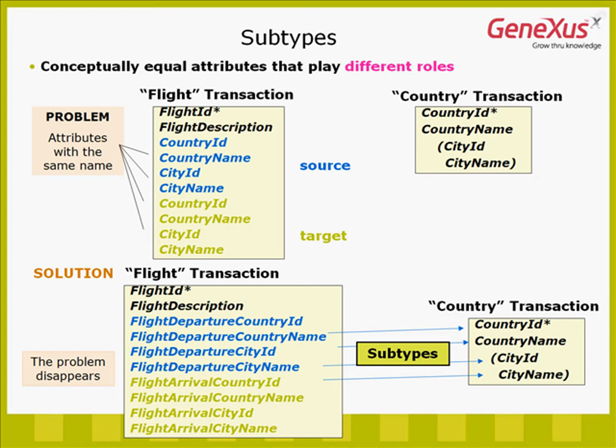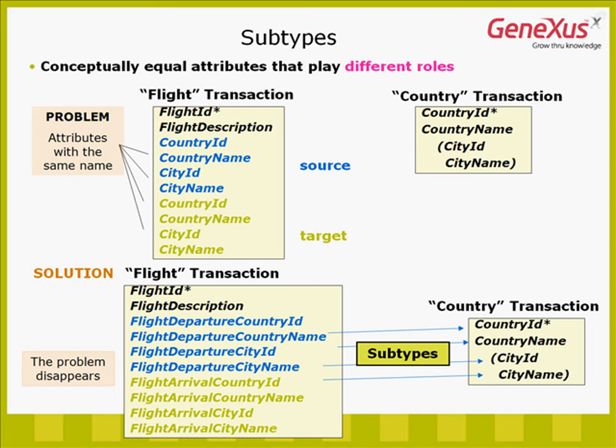And what will we do now? Well, we'll define flight departure country ID as a subtype of country ID. Flight departure country name is a subtype of country name. Flight departure city ID is a subtype of city ID. And flight departure city name is a subtype of city name. And we'll do the same thing with the set of attributes that correspond to the destination country and city.